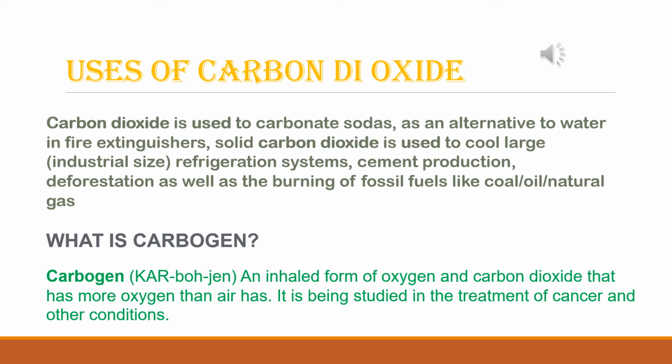Now, generally carbon dioxide is used in preparation of carbogen also. What is carbogen? In case of gas poisoning, a patient is helped by artificial respiration using a gas mixture of 95% oxygen and 5% carbon dioxide. This is called carbogen. So carbogen, an inhaled form of oxygen and carbon dioxide, has more oxygen than air has. It is being studied in the treatment of cancer and other conditions.